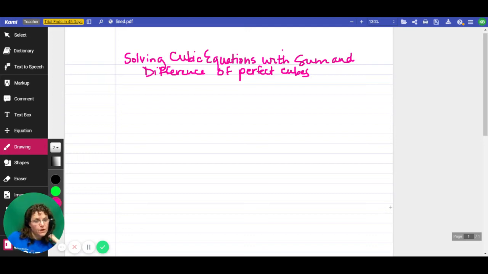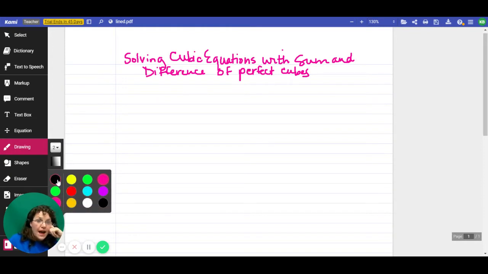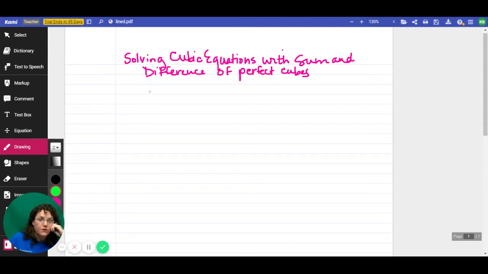Okay, so we've been solving quadratics, and now we're going to solve a cubic equation with the sum and difference of perfect cubes. I don't know if you guys factored sum and difference of cubes or not, but it's really actually pretty simple. It's a pattern, and as long as you follow the pattern, you should have no trouble at all. So the first thing I'm going to do is take you through the pattern one time, and I'm going to write down the steps.